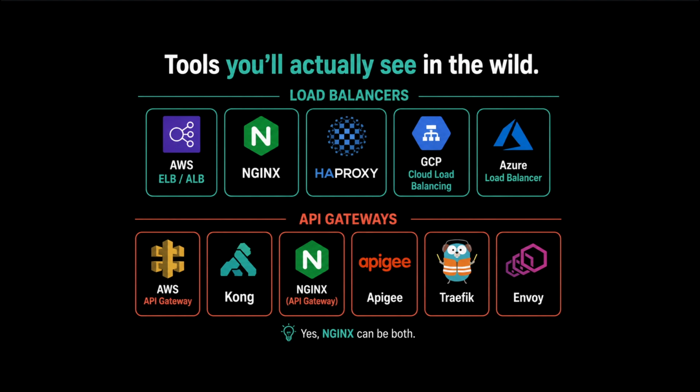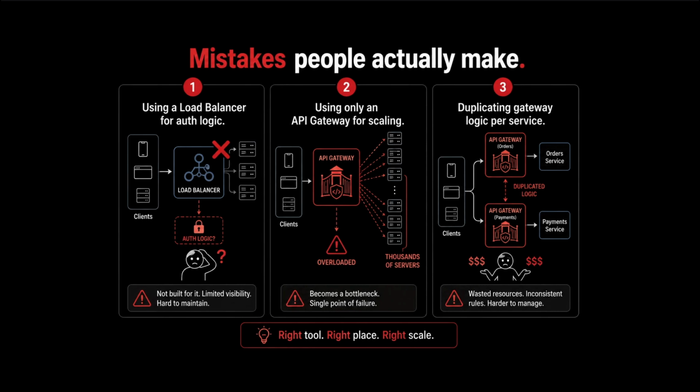Before I wrap up, I want to call out a few mistakes I see pretty often. First, trying to do auth or routing logic inside a load balancer. It's not built for that. You end up hacking around it or building something fragile. Second is using your API gateway and skipping the load balancer entirely. Your gateway can route to multiple servers, sure, but it's not optimized for that. As you scale, you'll actually feel the pain.